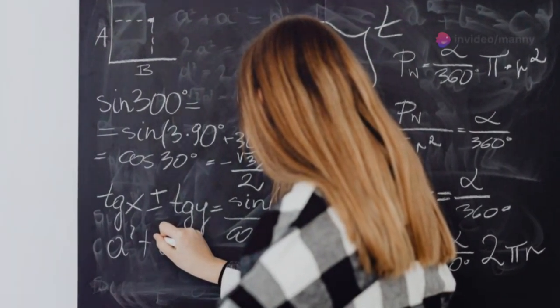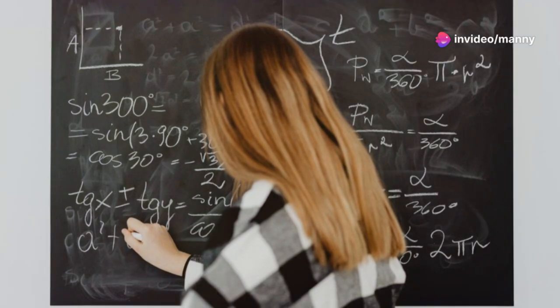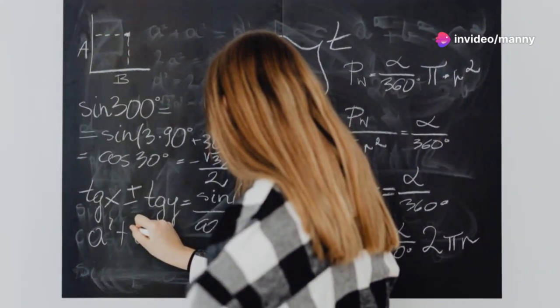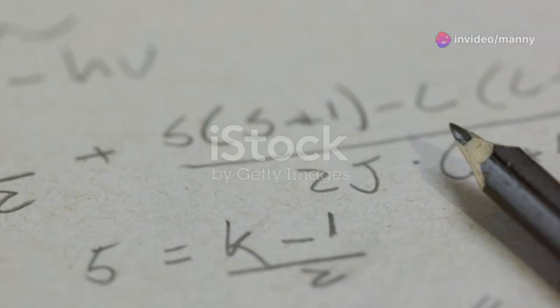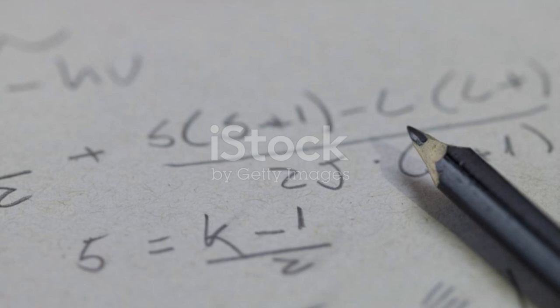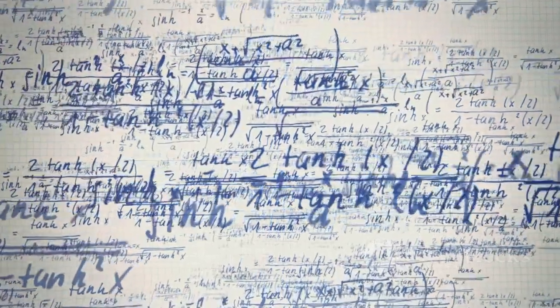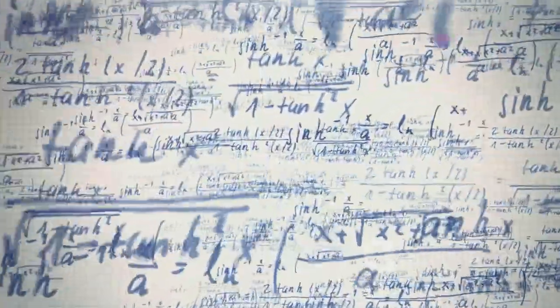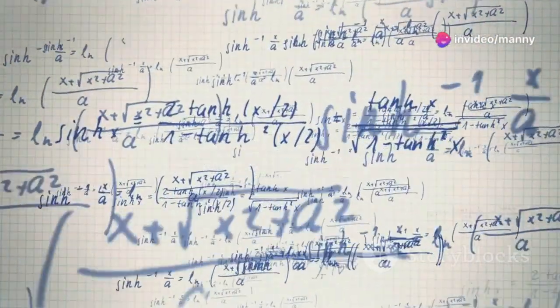There are also angle sum and difference identities. For example, sin of a plus b equals sin a cos b plus cos a sin b. This lets us find the sin of a sum of angles. Similarly, cos of a minus b equals cos a cos b plus sin a sin b. These are useful in more advanced problems.